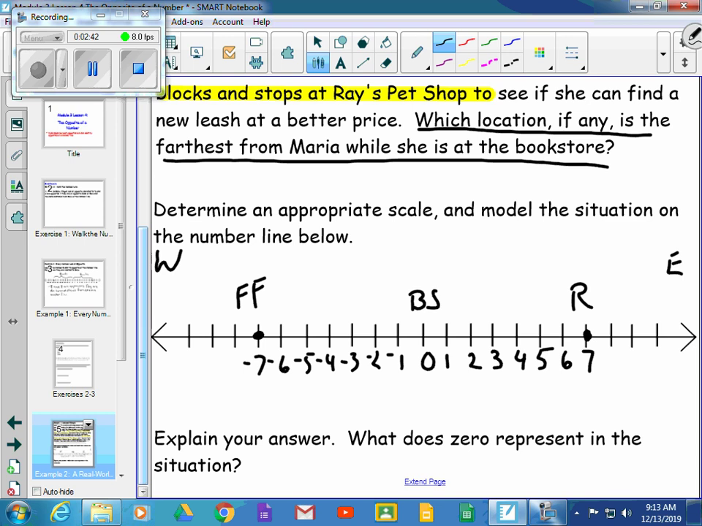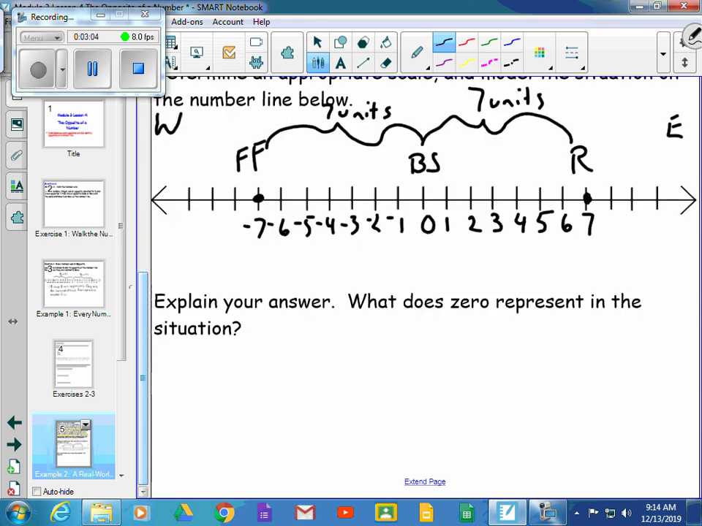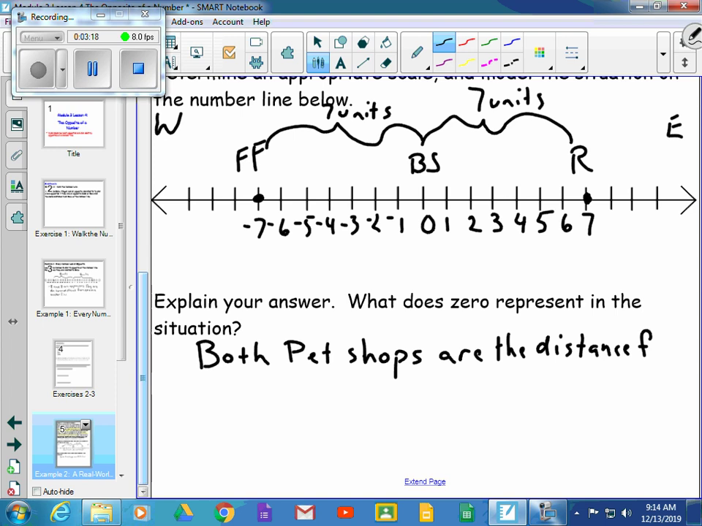Now we can look at that number line and we say which location is farthest from Maria when she's at the bookstore. Well, to me, that one there is 7 units from the bookstore. And this one also is 7 units from the bookstore. So to me, they are the same distance. Both pet shops are the same distance from the bookstore.